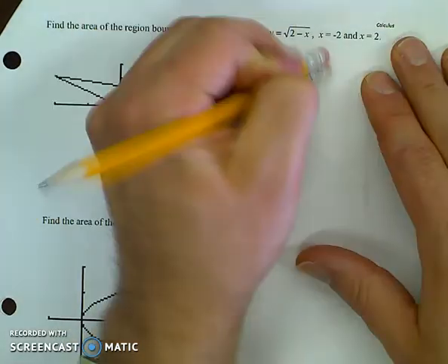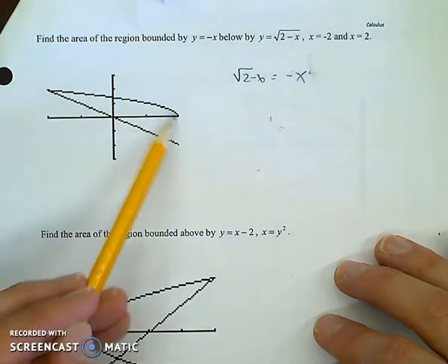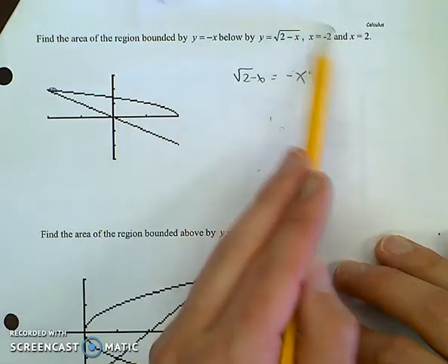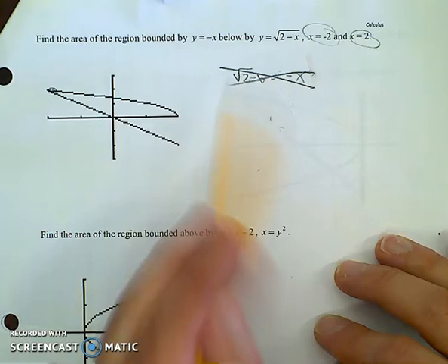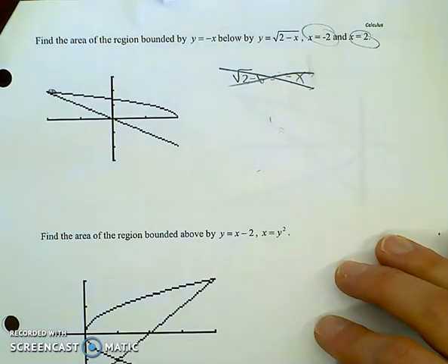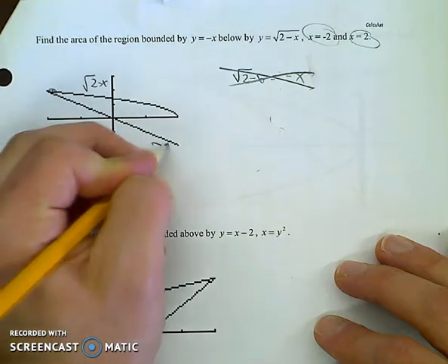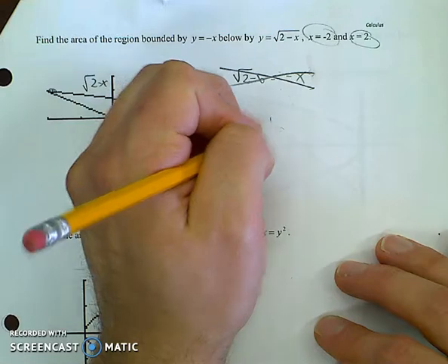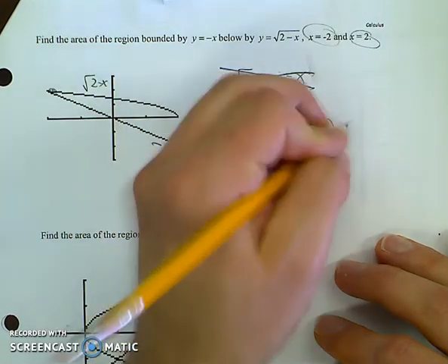With this one, we have two functions here already graphed out for you. We need to find where they intersect. No, we don't. We are already given that. X equals -2 to 2. So we don't need to do this. We've got to figure out which is our top function. Square root of 2 minus x. Our bottom function, -x. So the integral from -2 to 2 of square root of 2 minus x minus -x dx.